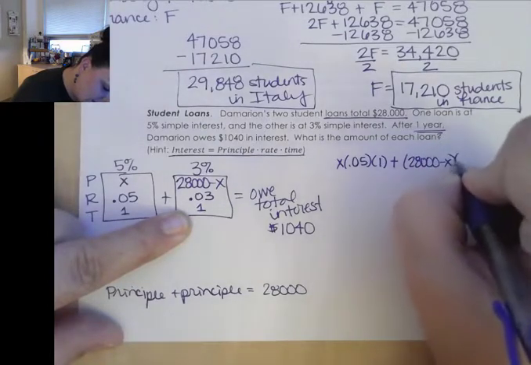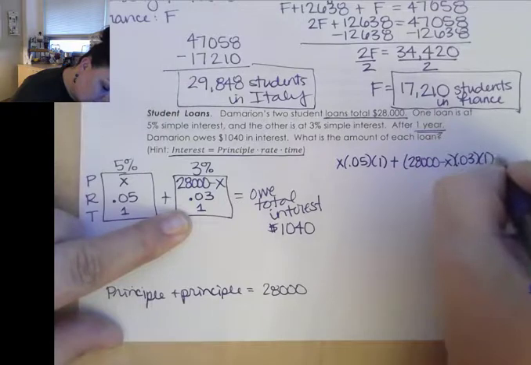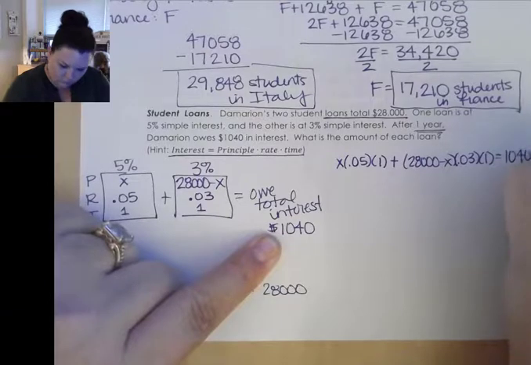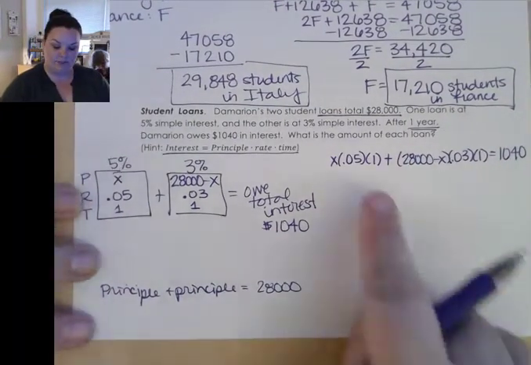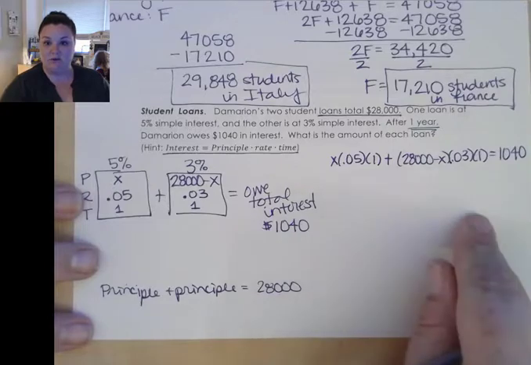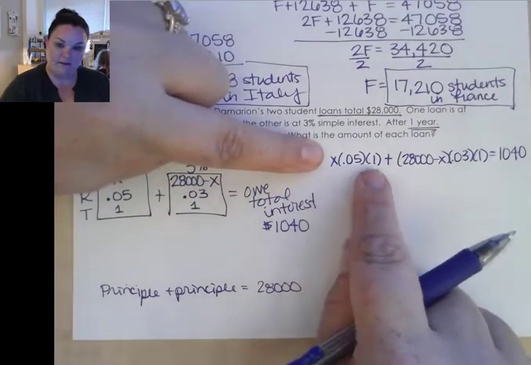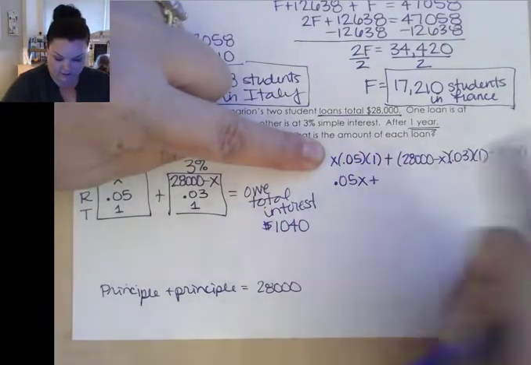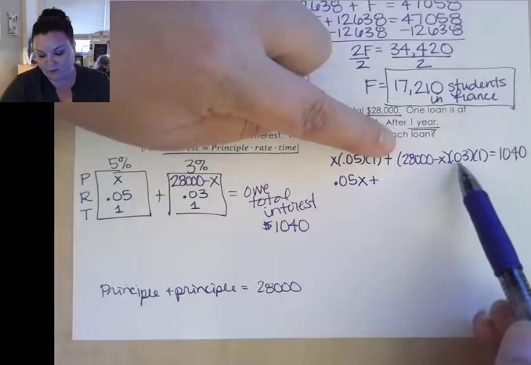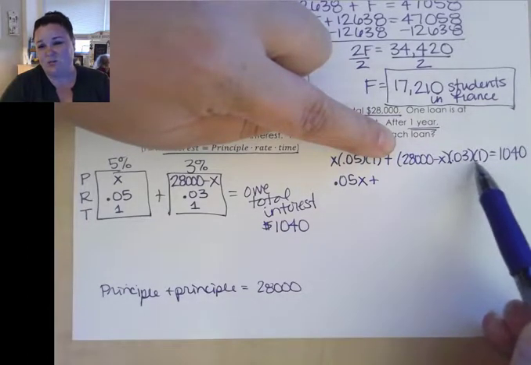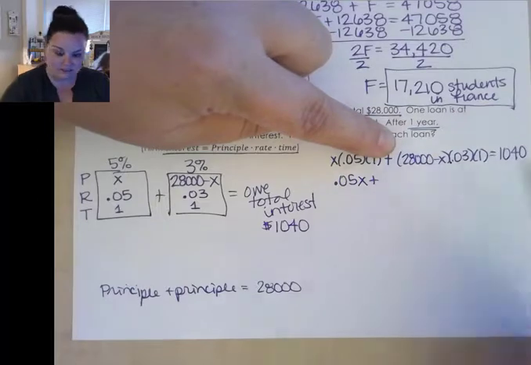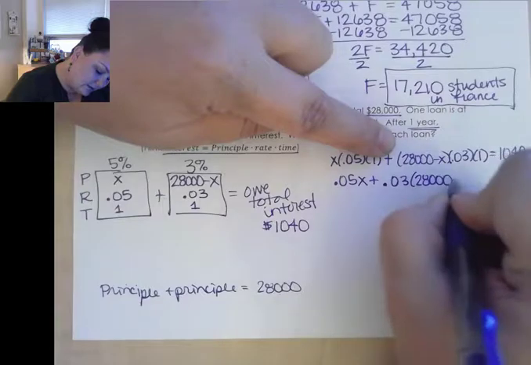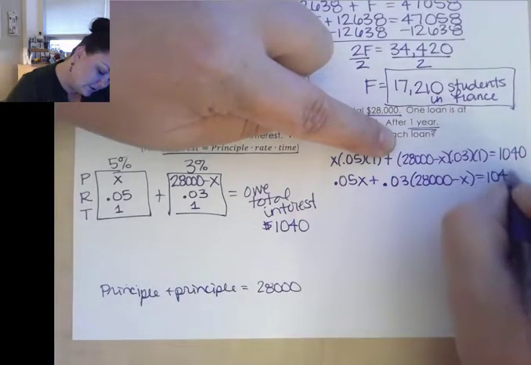28,000 minus x, times 0.03 times 1, is equal to the interest that we owe, which is 1,040. Okay, and now I should be able to simplify this and just solve for x. So x times 0.05 times 1 is just 0.05x plus, on this one, I'm going to simplify the 0.03 times 1 because that's just 0.03, and then I can distribute it into this quantity. So I'm going to say 0.03 times 28,000 minus x is equal to 1040.